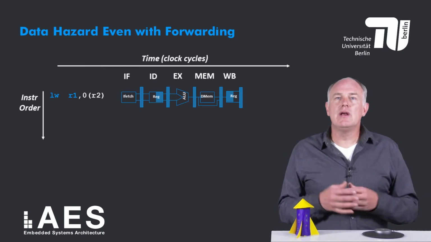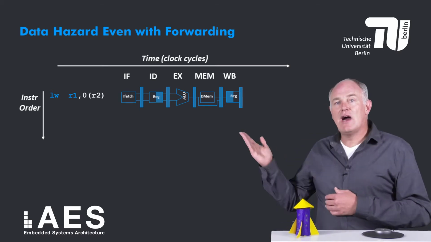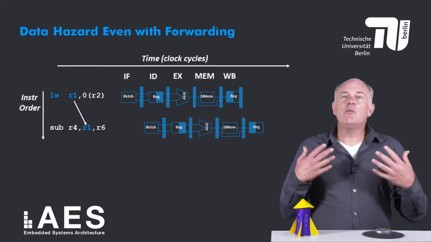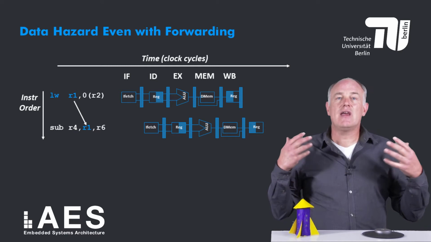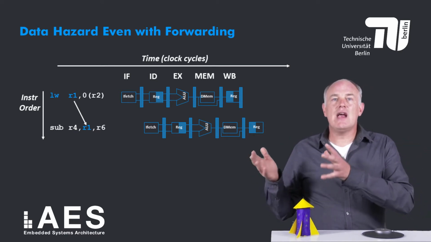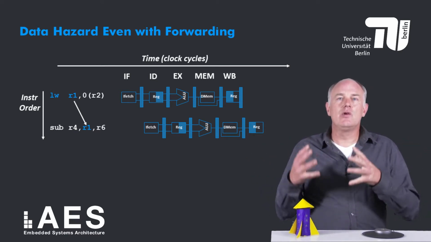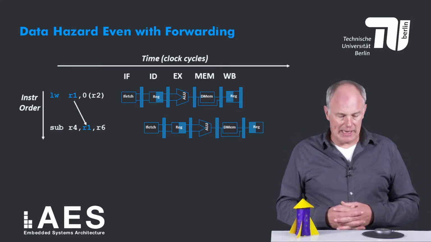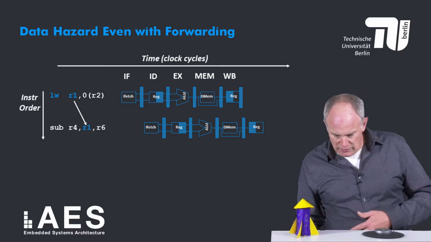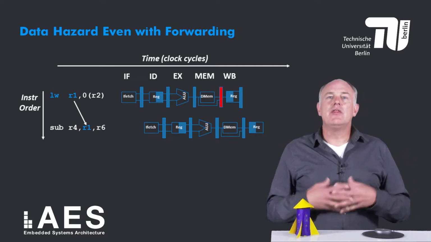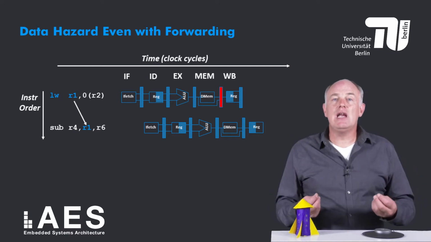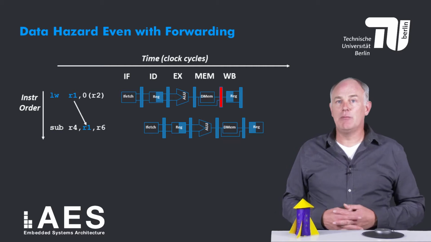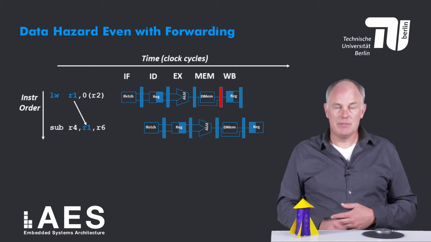First, we have a load that is executed like this and writes its result to register R1. Then we have an arbitrary instruction, in this case a subtract, which normally is executed in these cycles and uses the result of the preceding load instruction, as indicated by the black arrow. The result of the load instruction, the data being loaded, is not available until the end of the fourth clock cycle, and then it is available in this pipeline register.